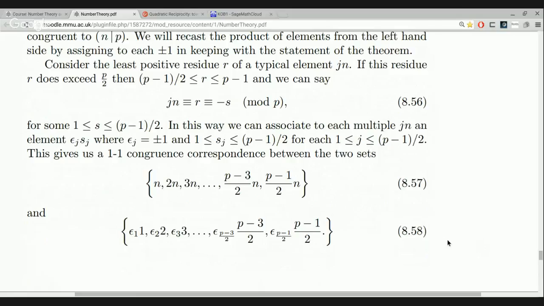But of course, when we're multiplying them all together like this, we can use modulo arithmetic, okay? Because we're saying that j times n is congruent to epsilon j sj, yeah? Just use the same notation. Epsilon j sj, this is a congruence modulo p, and the sj is coming from the first half of the congruence class.